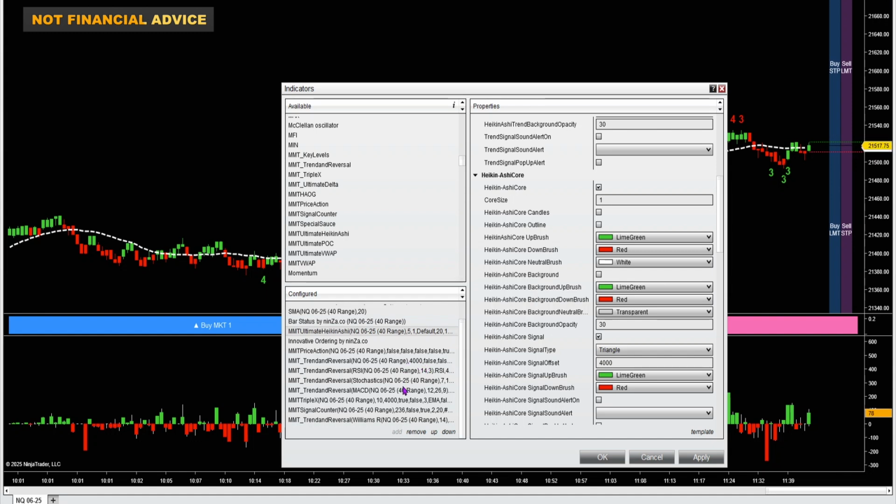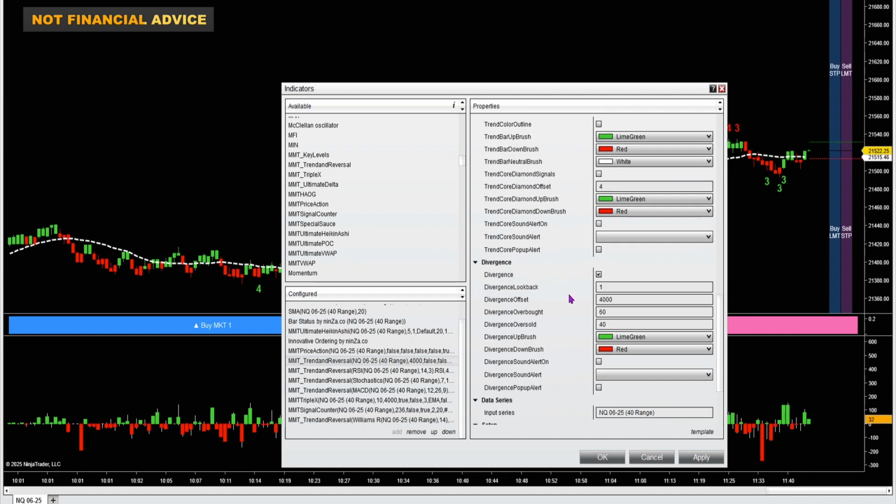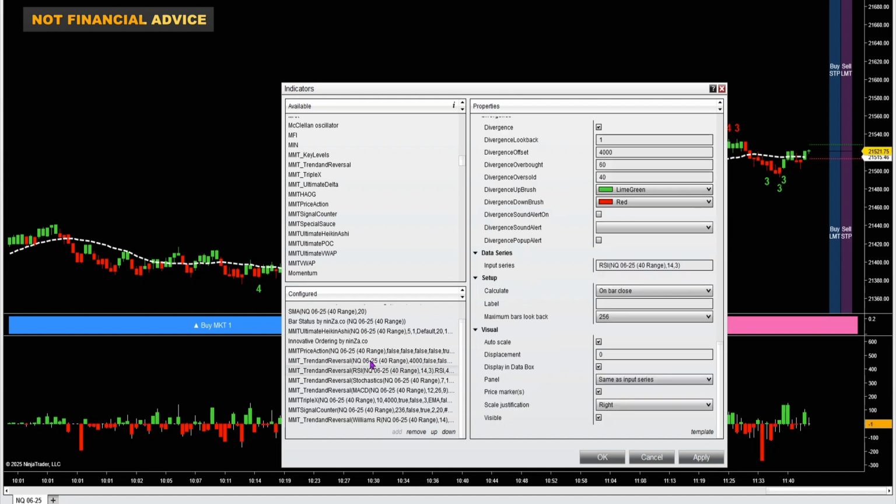I've got 5 instances of the trend and reversal indicator. I only have the reversals activated and the divergence activated. Divergence look back of 1, overbought, oversold of 60 and 40. Reversal look back of 3, overbought, oversold of 60 and 40. And I've got the wide offsets. Same settings on all 5 instances. I've just changed the input series. So I've got one with the default input. I've got another one with the RSI as an input series, a stochastics, a MACD, and a Williams.